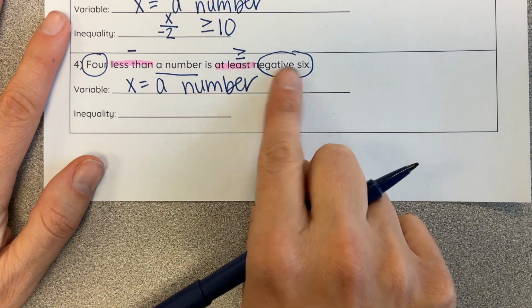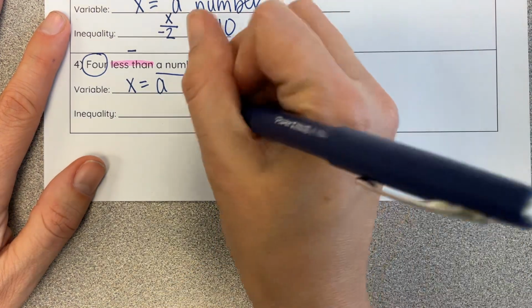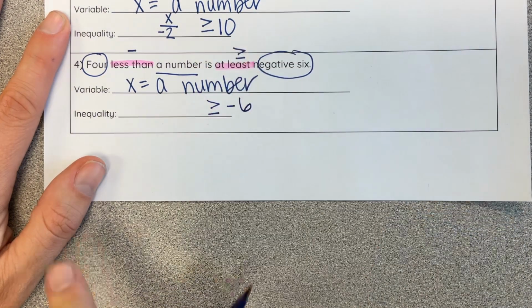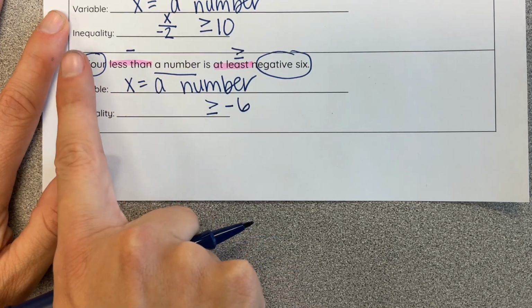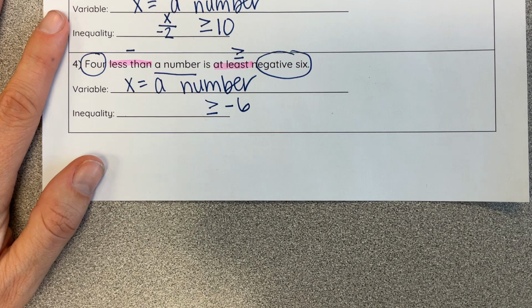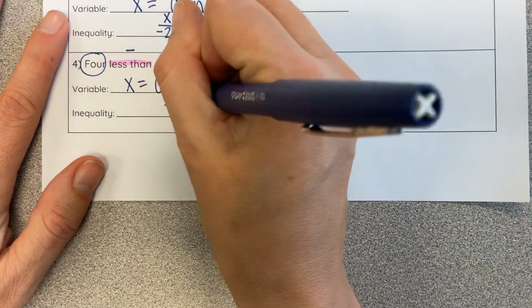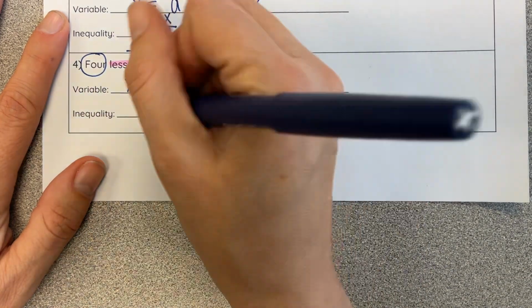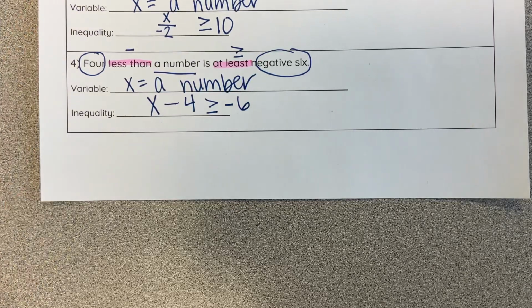So I'm going to set up what it's equal to, at least -6, so it has to be greater than or equal to -6. Now what's on the other side? 4 less than a number. Remember with subtraction, the order is important. 4 less than means we're subtracting 4. What are we subtracting it from? Our unknown number, x.